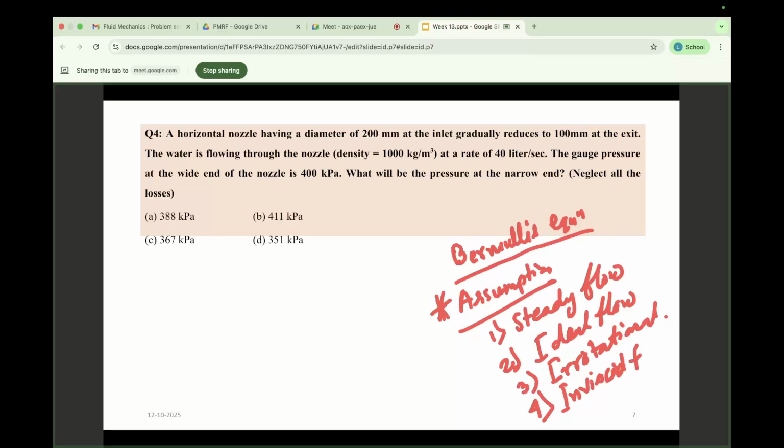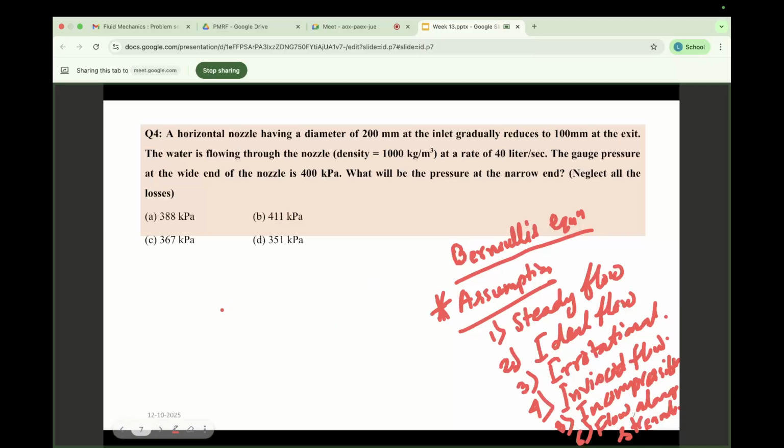Inviscid flow. Next, incompressible. Next, flow along a streamline. Okay, so these are the main assumptions in Bernoulli's equation. I think you got it.